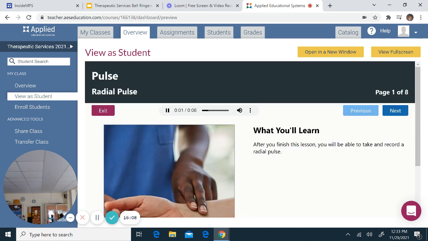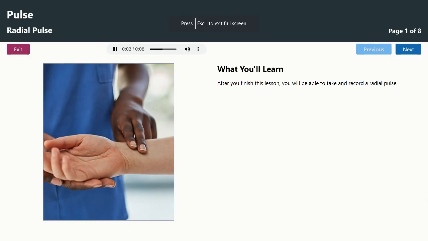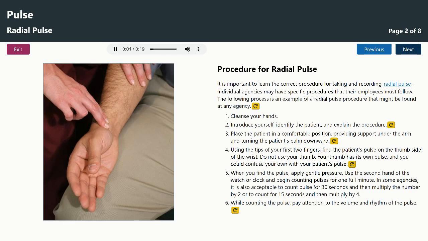What you'll learn. After you finish this lesson, you will... All right, so the objective for this part is to take and record a radial pulse. Procedure for radial pulse. So I think this is the checkoff sheet I gave y'all. So you'll wash your hands, you'll introduce yourself, you're gonna identify your patient, you're gonna explain what you're gonna do. You're gonna put the patient in a comfortable position, providing support under the arm and turning the patient's palm downward.